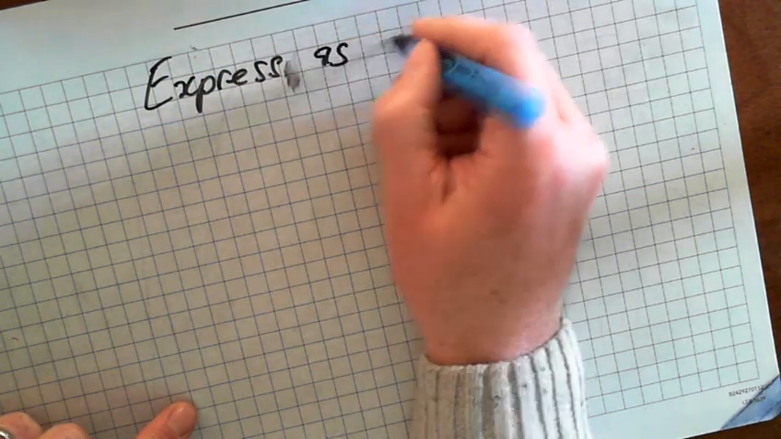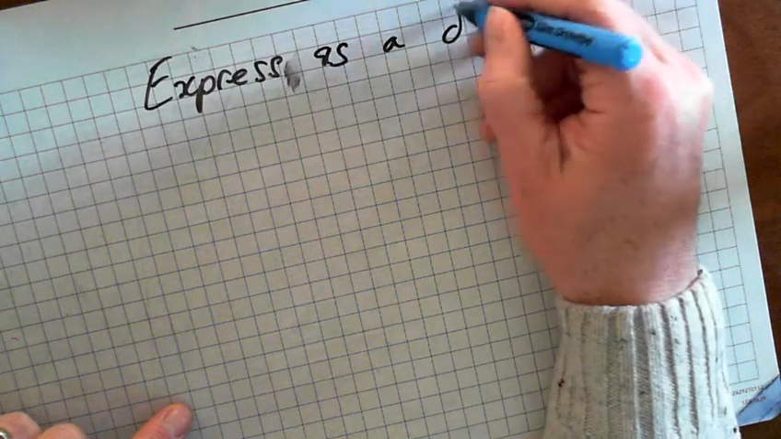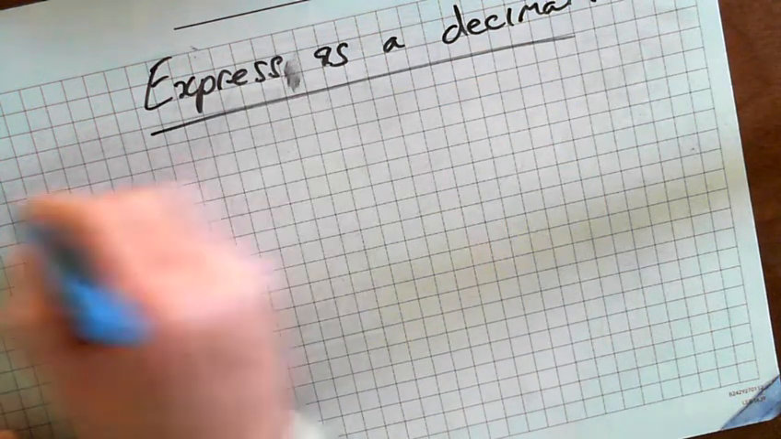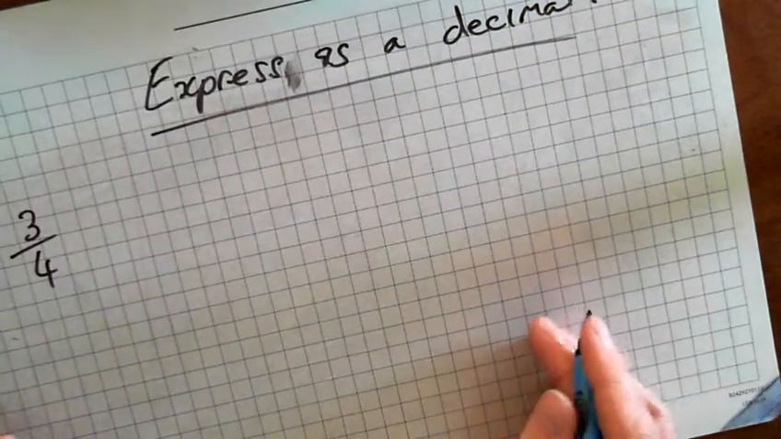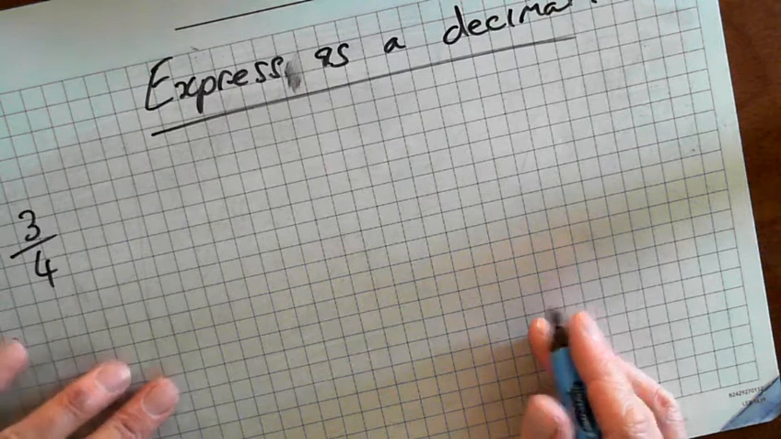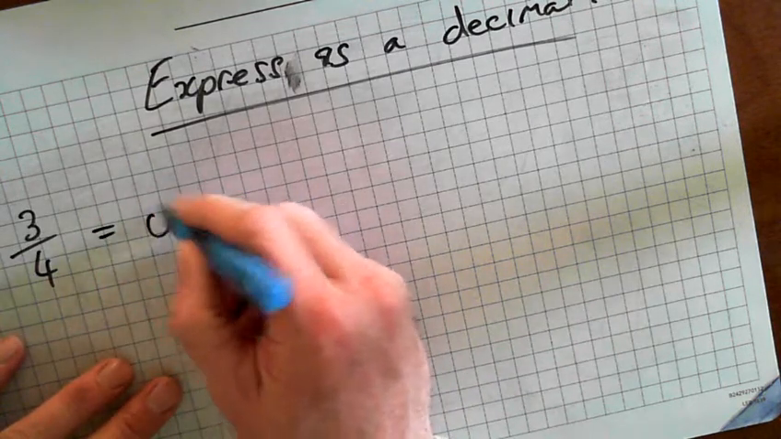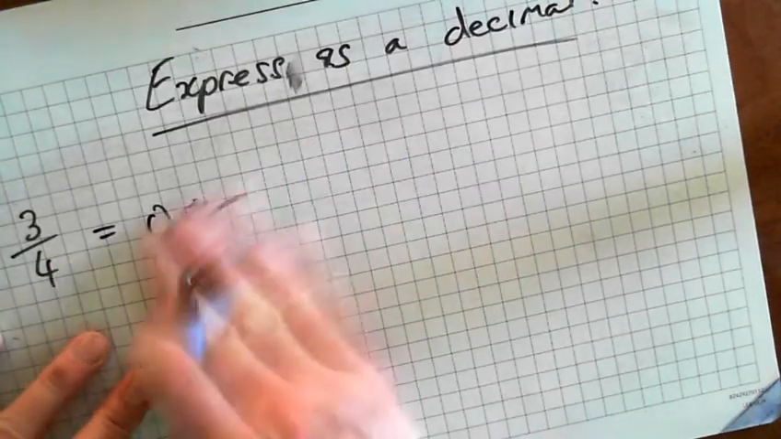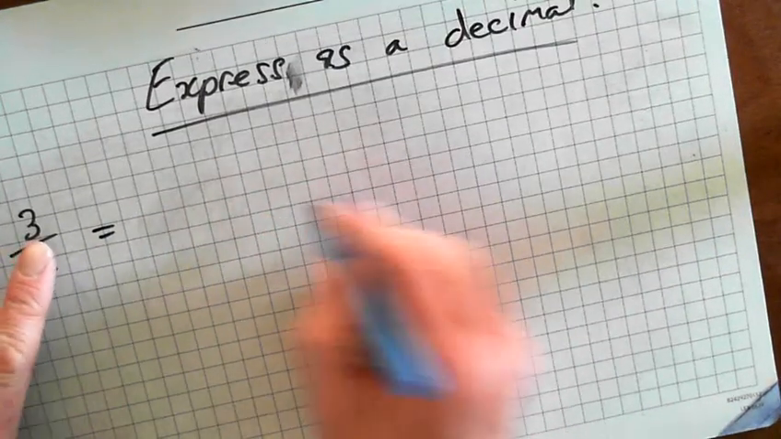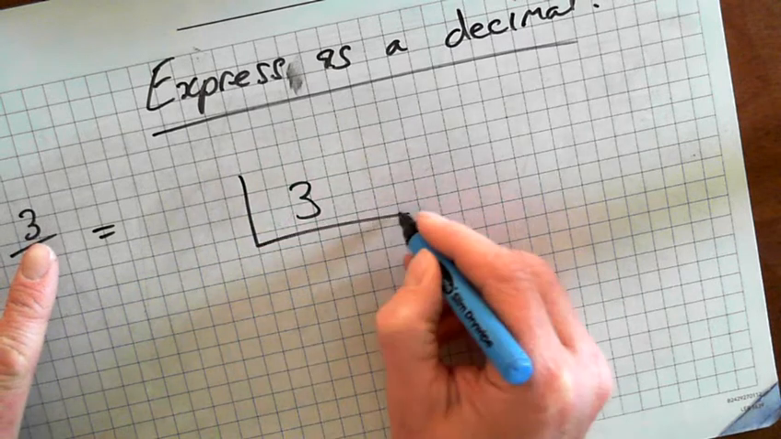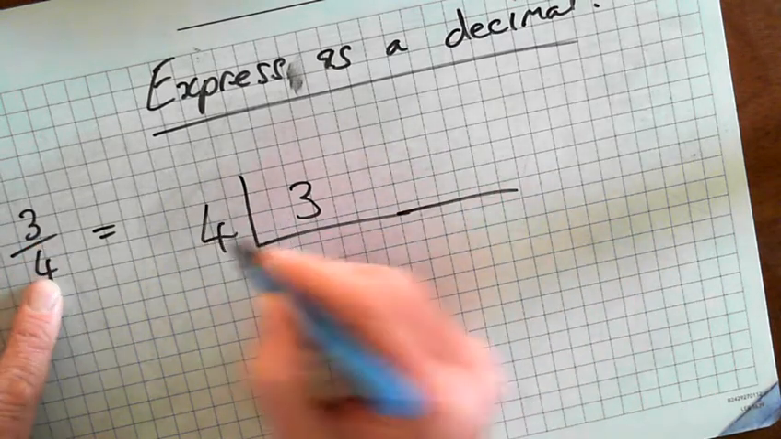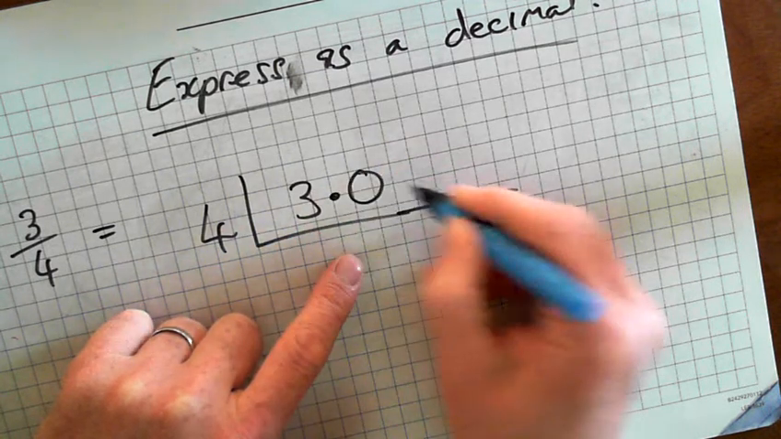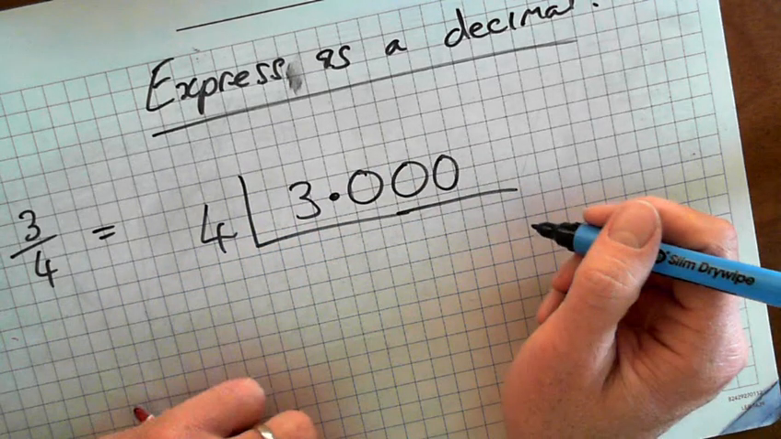Express as a decimal. Say you've got a fraction, 3 over 4. You know what it is as a decimal, don't you? 0.75. But watch, look up. How do you figure that out? Well, you take the top number and you divide the bottom number into it. When you write down the top number, you write a decimal point. Give yourself plenty of zeros.